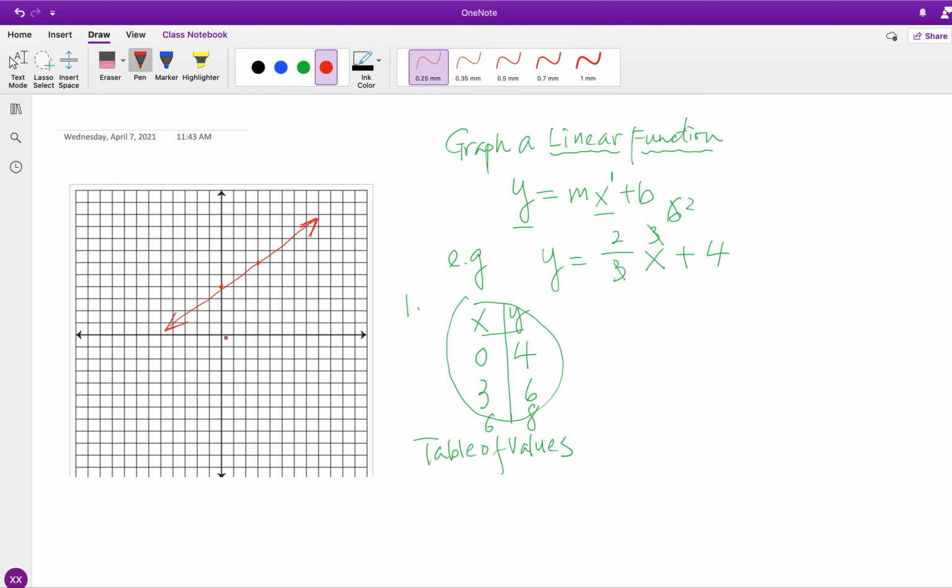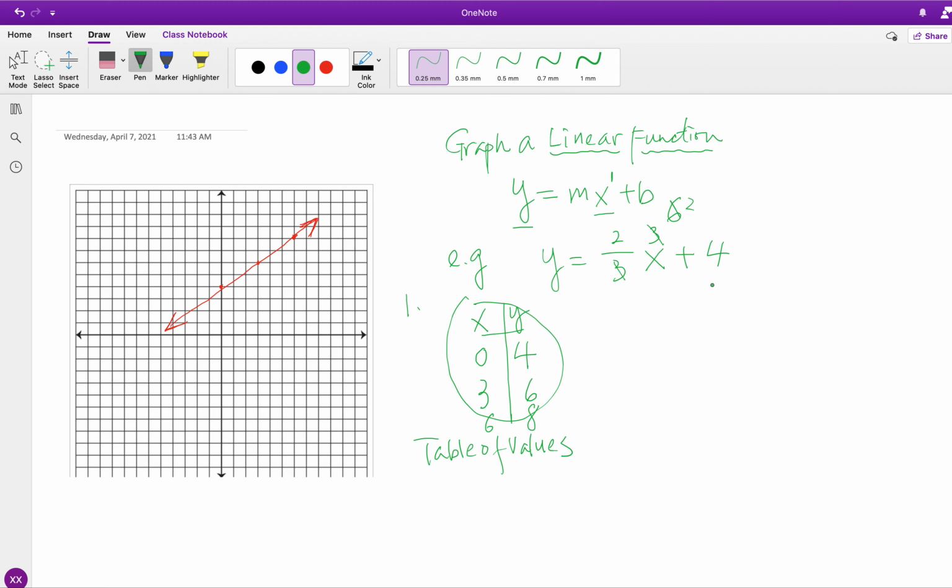So 1, 2, 3, 4, 5, 6, and 1, 2, 3, 4, 5, 6, 7, 8. You see, it's right here. And of course, this is on the line. If you find that this point is somewhere else, that means the calculation was wrong. So this is called using a table of values.